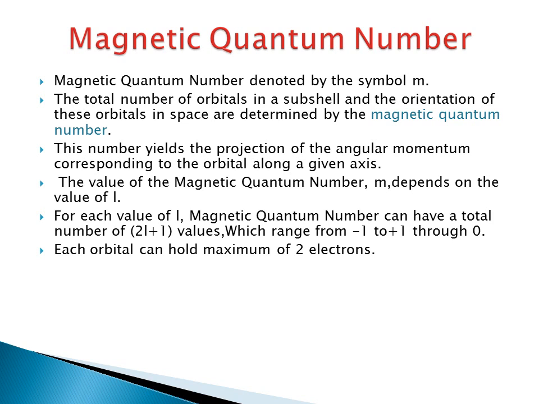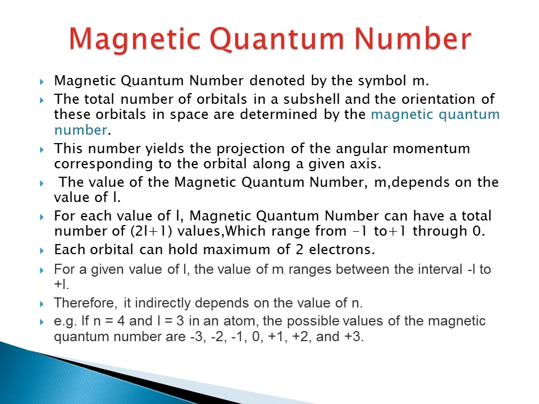This magnetic quantum number yields the projection of angular momentum corresponding to the orbital along a given axis. Okay. Now, like the azimuthal quantum number, the value of the magnetic quantum number depends on the value of l, and the value of l depends upon the value of the principal quantum number. For each value of l, the magnetic quantum number has a total of 2l plus 1 values, which range from -l to +l including 0. But one thing should be kept in mind, that each orbital can hold a maximum of 2 electrons. Okay. Now, for a given value of l, the value of m ranges from -l to +l.